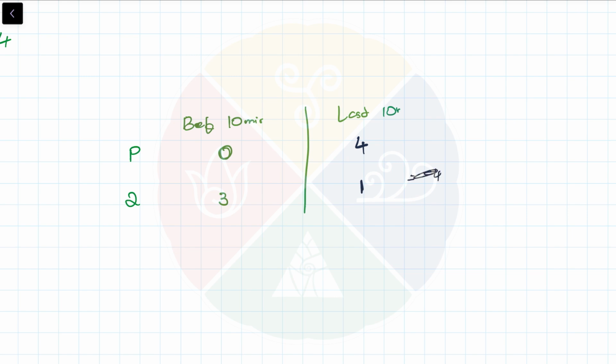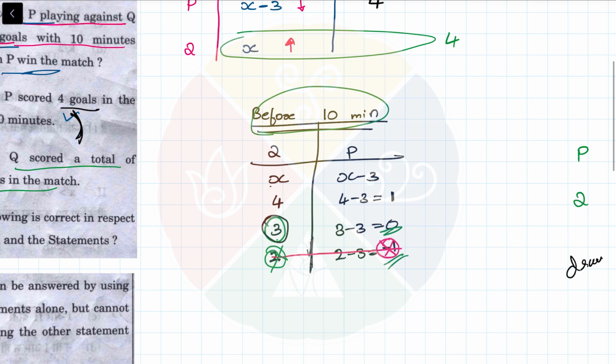Only then 3 plus 1 will become 4. So if this is the case, if you look at the total tally, P would have scored 0 plus 4, 4 goals. Q would have scored 3 plus 1, that is again 4. They are equal. So that is a draw. So that is the scenario when we are saying Q scored 3 goals before.